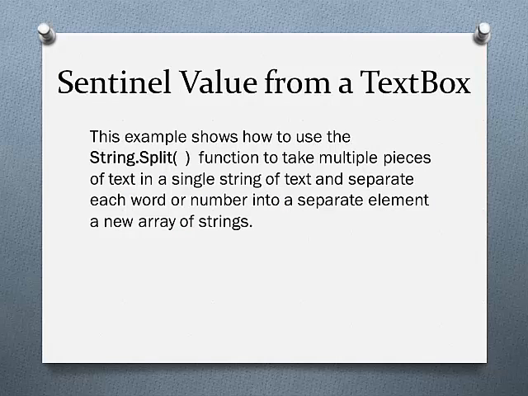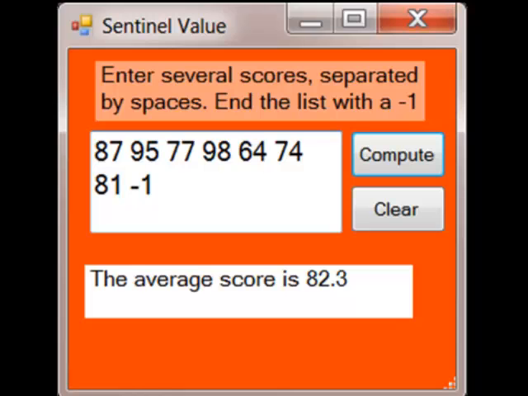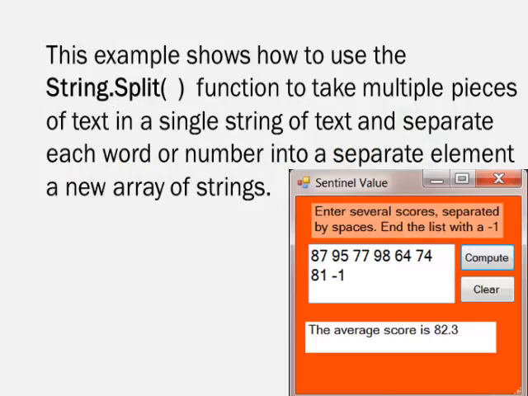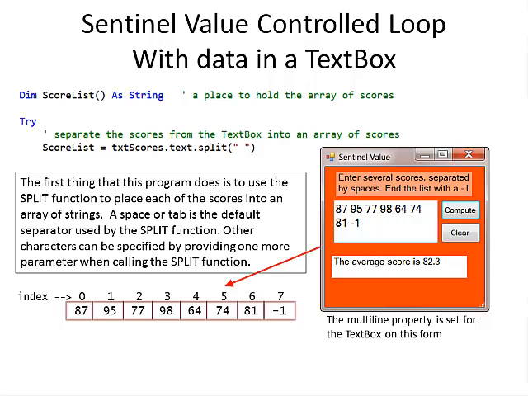In the next example, I'm going to be using a sentinel value again, but I'm going to read all the data into a text box, a whole lot of different values, and then use a sentinel value to identify where the end is. Set this up as a multi-line text box so I can get lots and lots of data. I'll use the string.split function to break up the string into multiple pieces. That way, I can have my input string, which is one big long string with a number, space, number, space, and then I'll take each one of those numbers and put it into an element in the array. First thing the program does is use the split, and I can use a tab or a space.